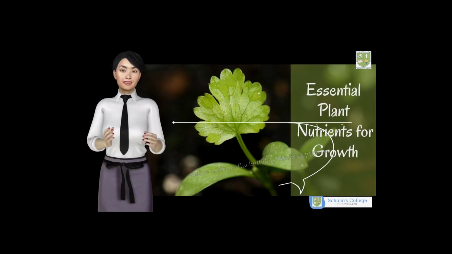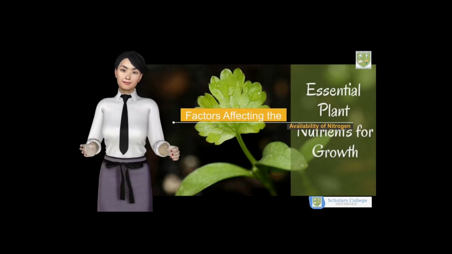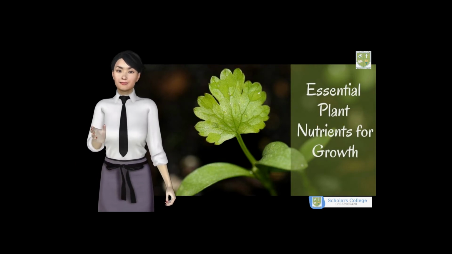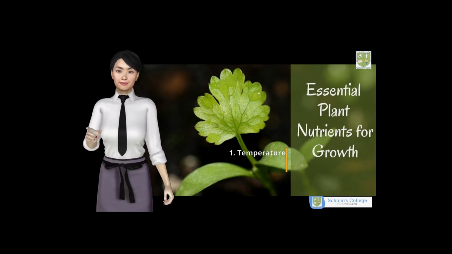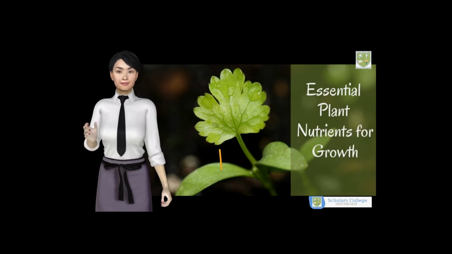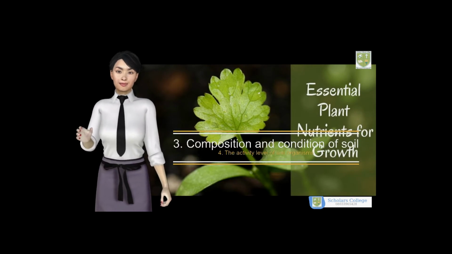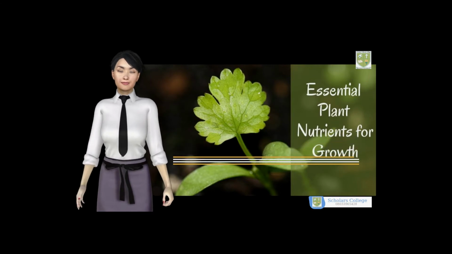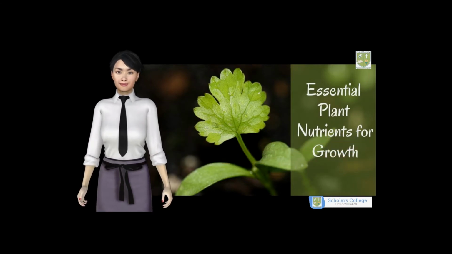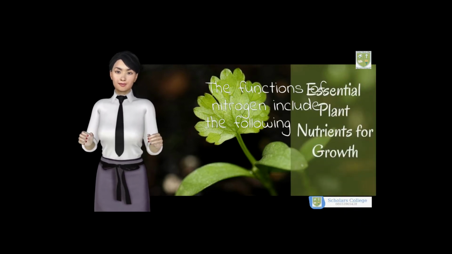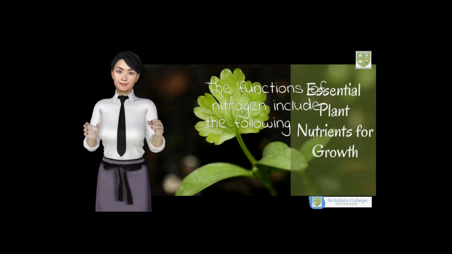Factors affecting the availability of nitrogen. The following are the factors affecting the availability of nitrogen. 1. Temperature. 2. Air moisture. 3. Composition and condition of soil. 4. The activity level of soil organisms. Functions of nitrogen, N. The functions of nitrogen include the following.